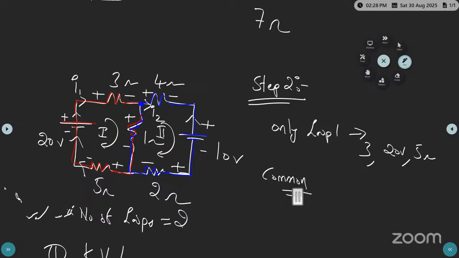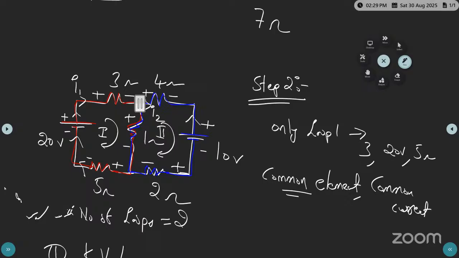How will they flow? I1 plus I2, I1 minus I2, I2 minus I1, or I2 plus I1? We don't know. How can we find out how much current is flowing in the 1 ohm? For this common current in the common element, apply KCL at the node here.